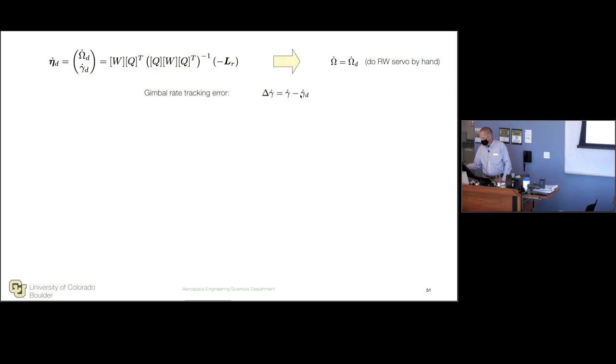So if we do this, this is what has to go to 0. We will generate our favorite Lyapunov function, which is basically x squared over 2. But here, instead of x, I have delta gamma dot, the tracking errors in gimbal rates, squared over 2. And that's our Lyapunov function. Then we differentiate it, which will give you delta gamma dot times delta gamma double dot, and then we prescribe it to be this function. Is this negative definite or negative semi-definite?